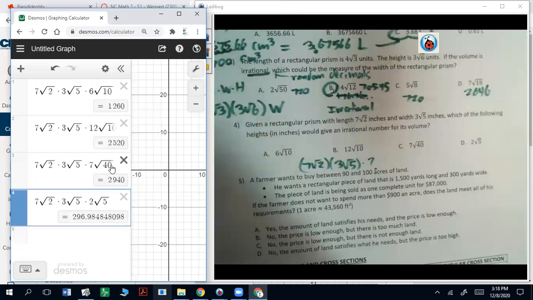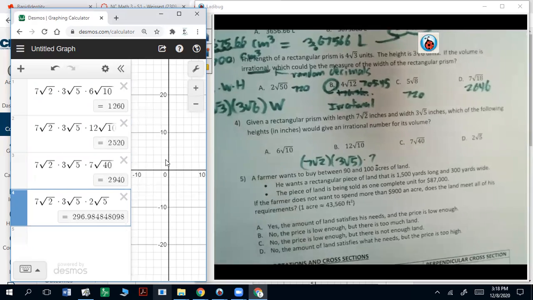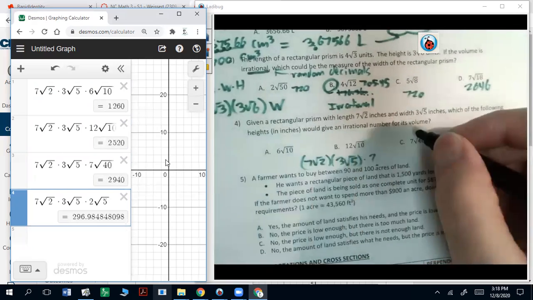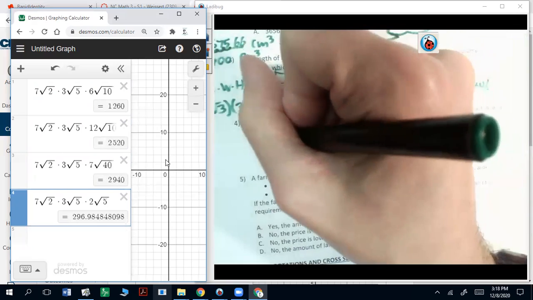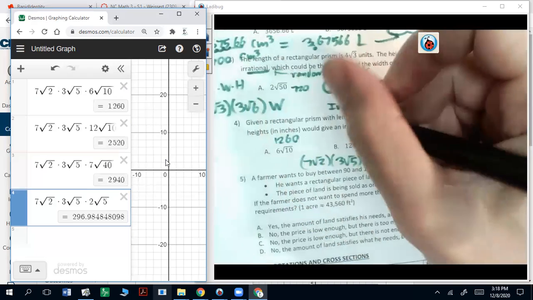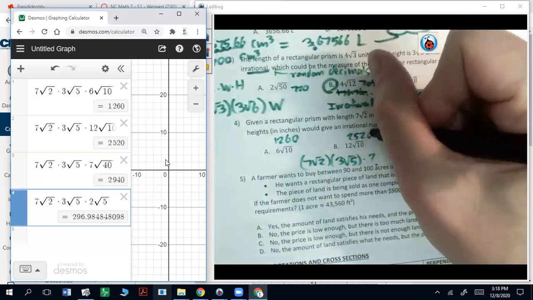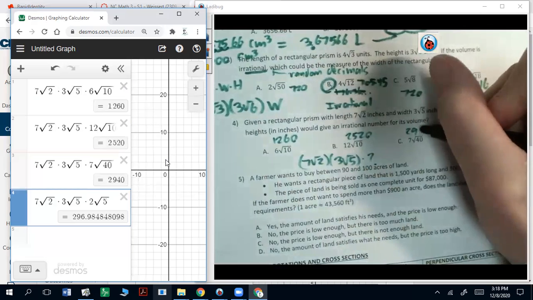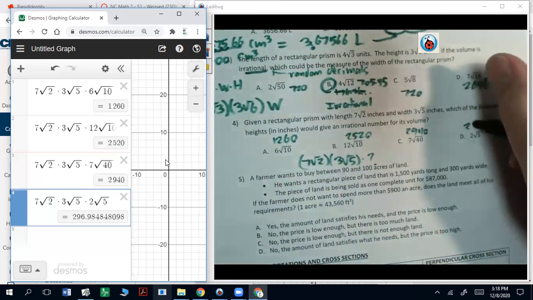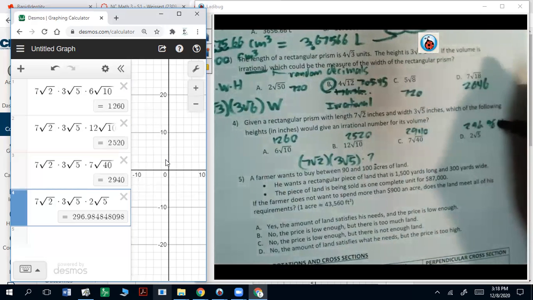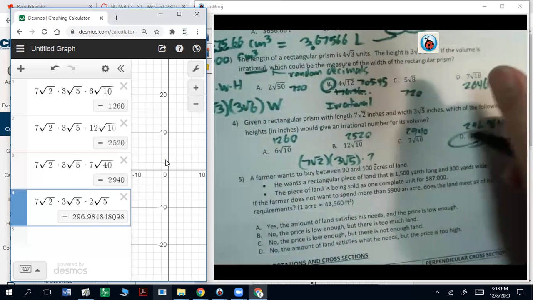If you go through and test them all out, if you look at the calculator, you'll get these 3 numbers that give you nice even whole numbers. Those are rational. And then the last one is going to be the oddball, 296.9848, etc. So it's going to be D.